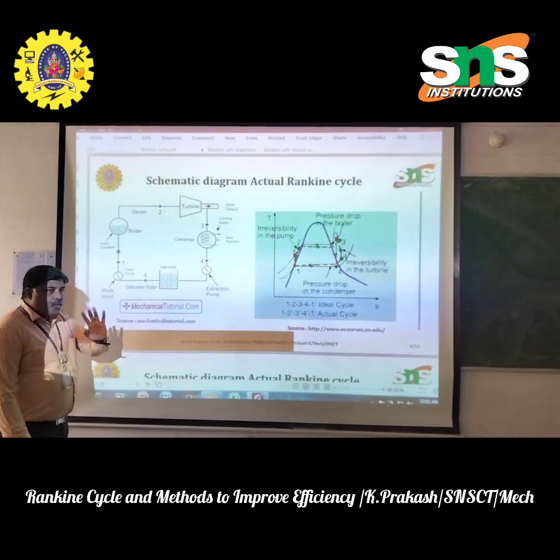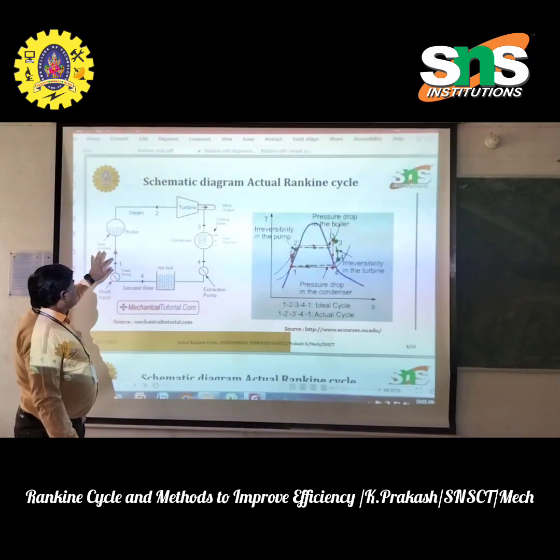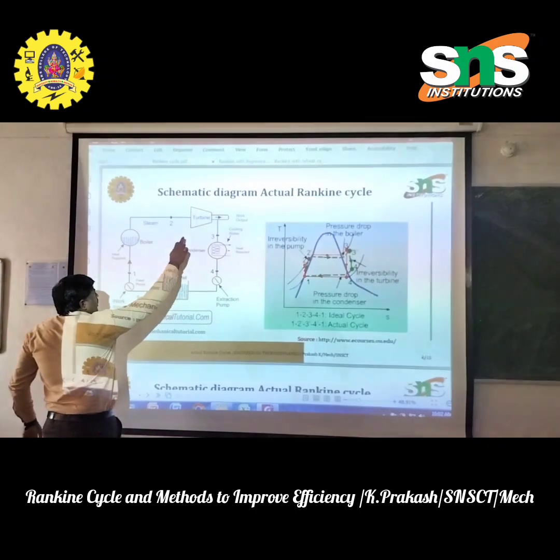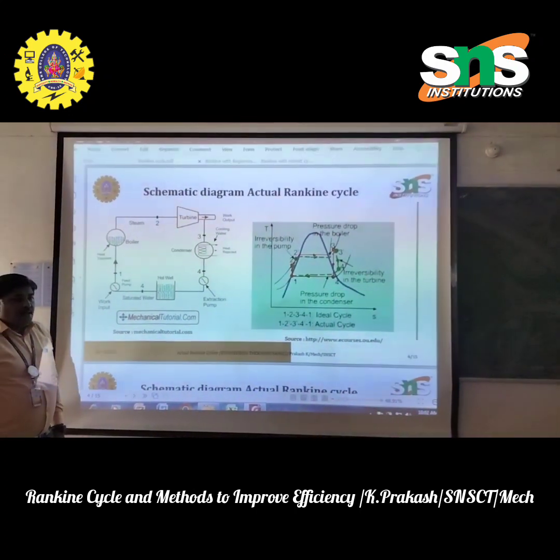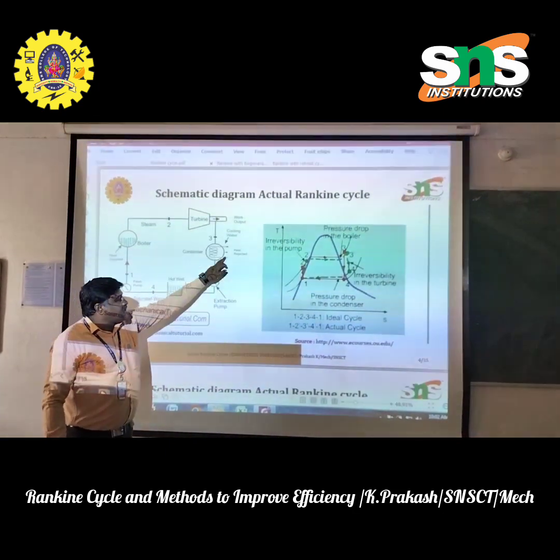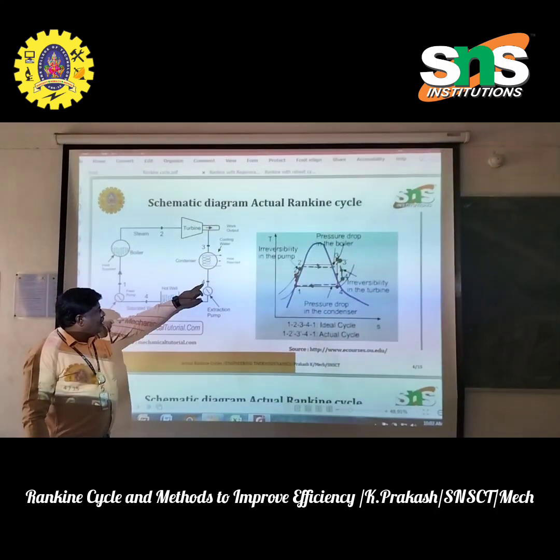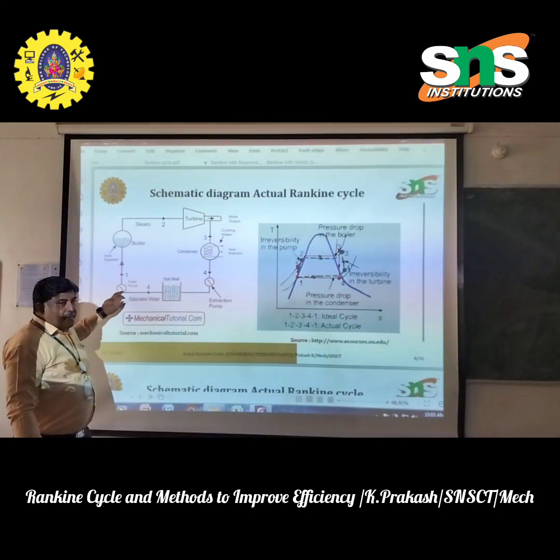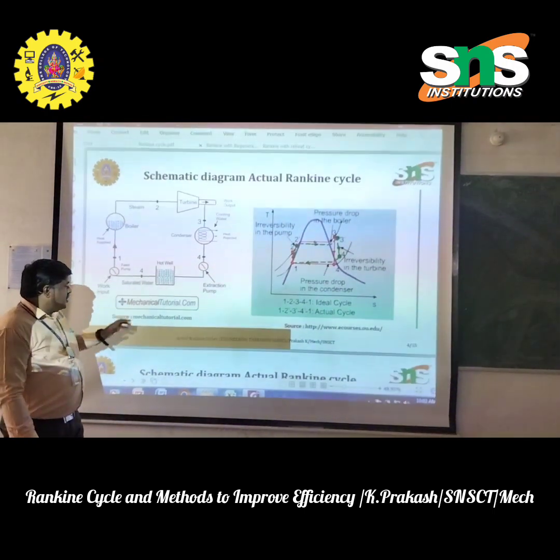Here, what are the four processes taking place? In 1 to 2, water is going where heat is added in the boiler. Coming to 2 to 3, the expansion process takes place, that is, isentropic expansion. Then 3 to 4, heat is rejected outside. And from 4 to 1, water is again pumped through the pump, so the compression process takes place. So these are the four stages.